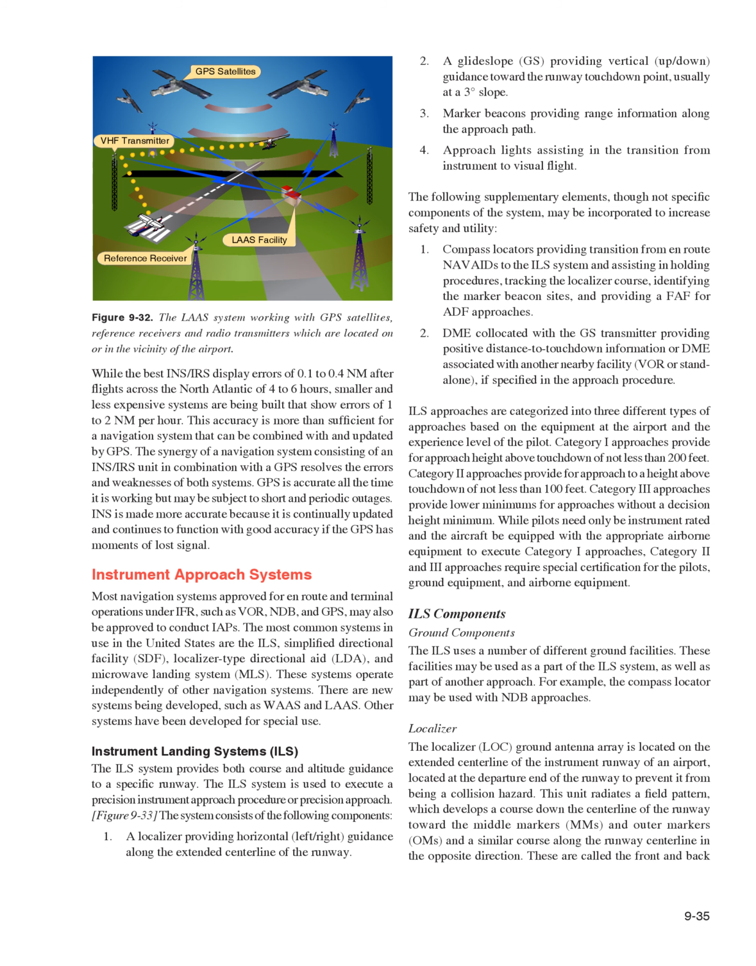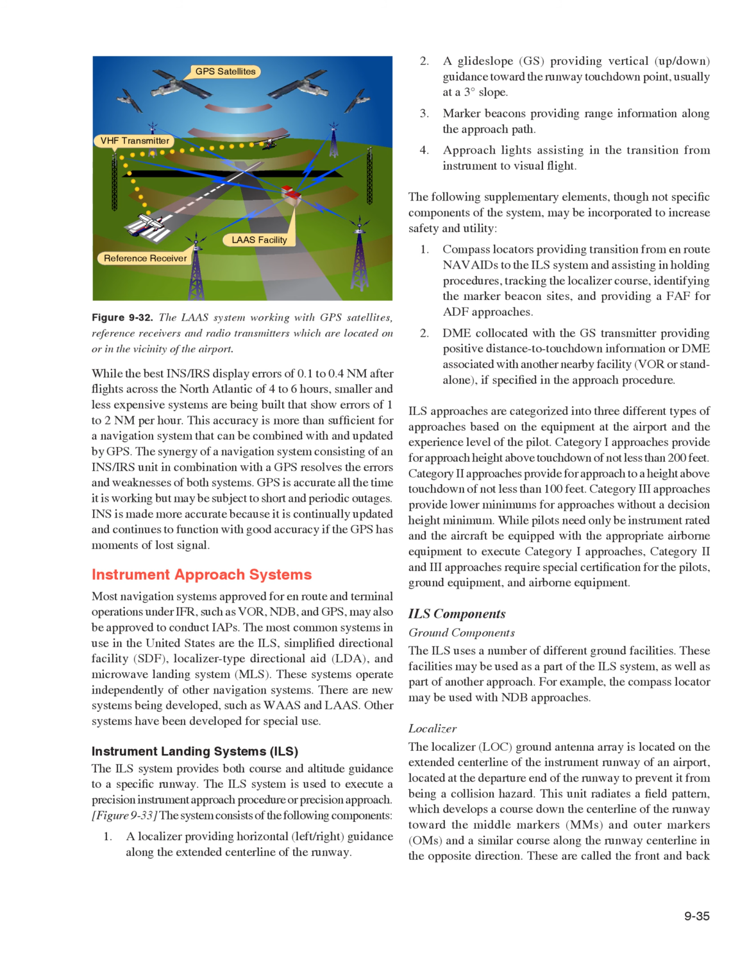ILS approaches are categorized into 3 different types of approaches based on the equipment at the airport and the experience level of the pilot. Category I approaches provide for approach height above touchdown of not less than 200 feet. Category II approaches provide for approach to a height above touchdown of not less than 100 feet. Category III approaches provide lower minimums for approaches without a decision height minimum.